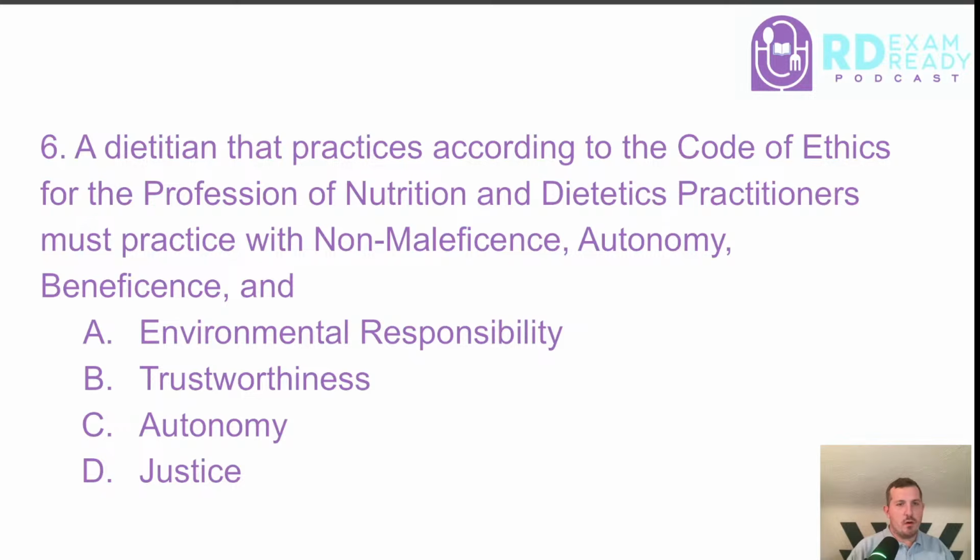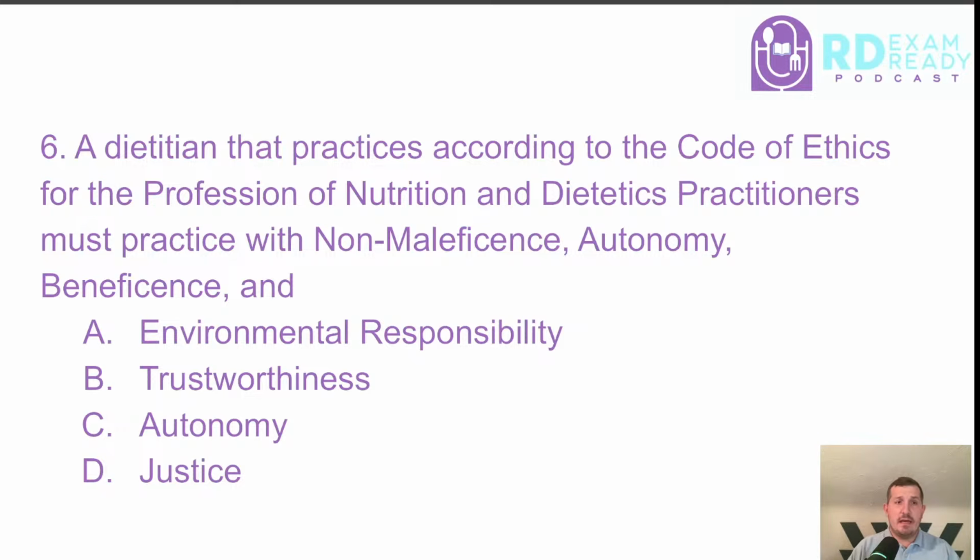What is the fourth code of ethics that fits into there? Our fourth one. By the way, it's okay if you don't know this question. It's totally fine. Some of us might have seen it in questions before. Some of us might not have.